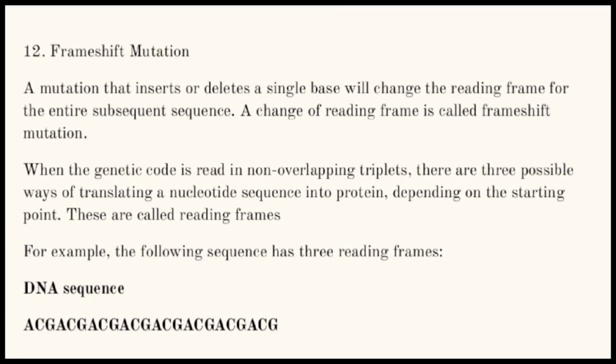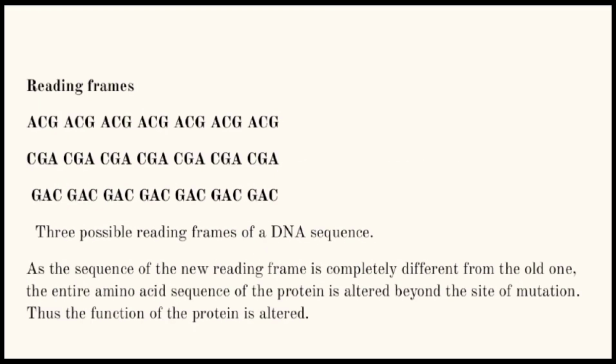Frameshift mutation. A mutation that inserts or deletes a single base will change the reading frame for the entire subsequent sequence. A change of reading frame is called frameshift mutation. When the genetic code is read in non-overlapping triplets, there are three possible ways of translating a nucleotide sequence into protein depending on the starting point. These are called reading frames. For example, the following sequence has three reading frames. DNA sequence is given below. Reading frames are given below. These are the possible reading frames of a DNA sequence.